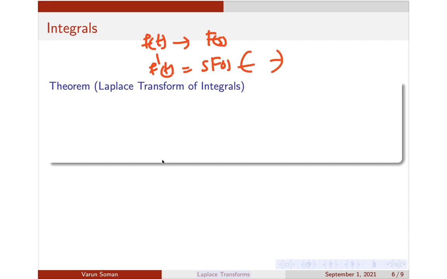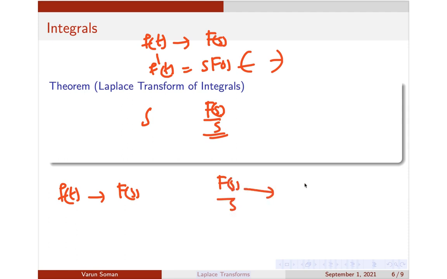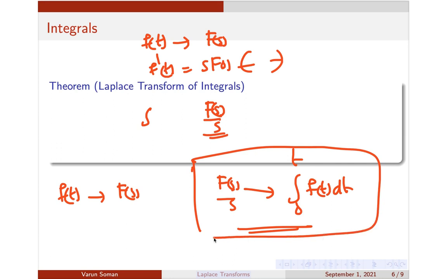But what happens when you have to find integration here? When you take the integral, what happens is you will be getting the transform as f of s by s. So that is the idea here. Or in other words, I am telling you formally, suppose your f of t has transform f of s, then your f of s by s has inverse transform integral 0 to t f of t dt. So this is the result here. This is the method which we'll be using here.